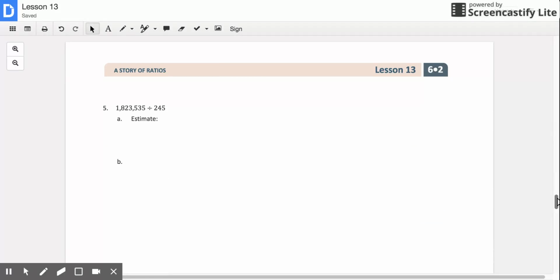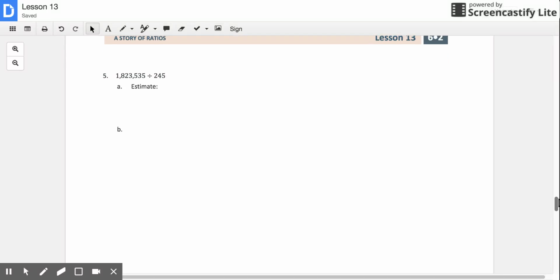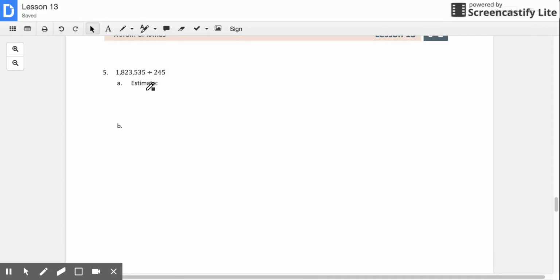So I picked this one because it looked the biggest and it looked like the biggest challenge, because for exercise 5, we are dealing with 1 million. And I thought that was kind of a daunting number. So we're going to start with that. So here we go. We're going to begin by estimating.